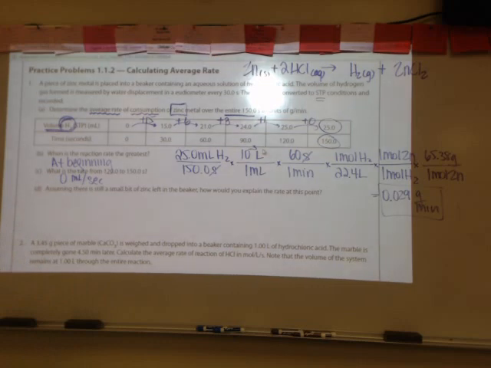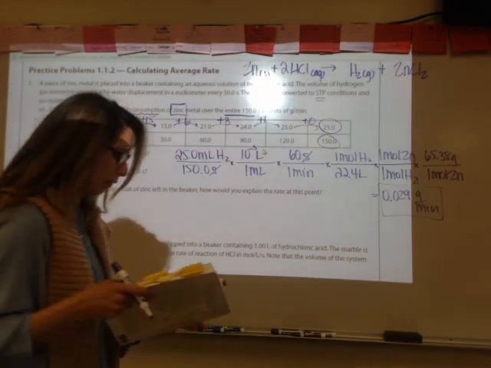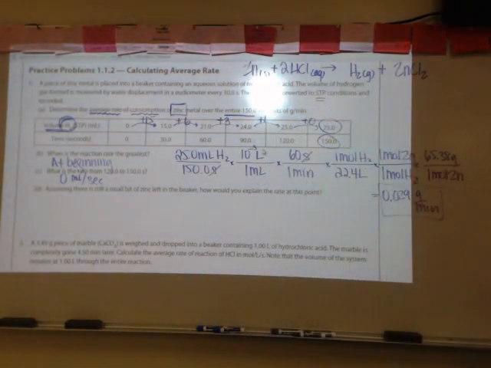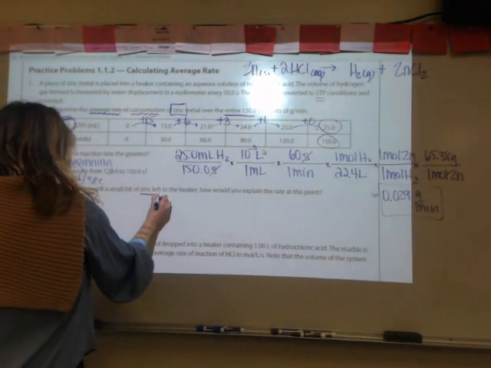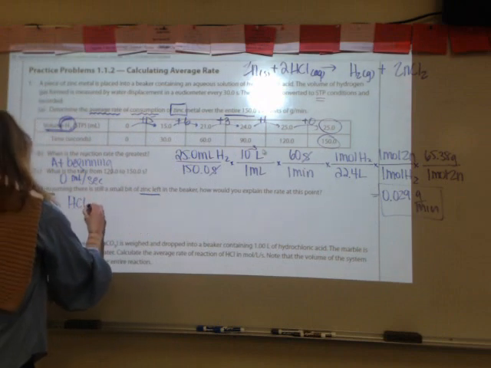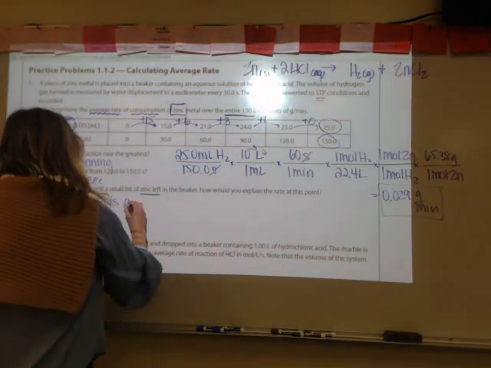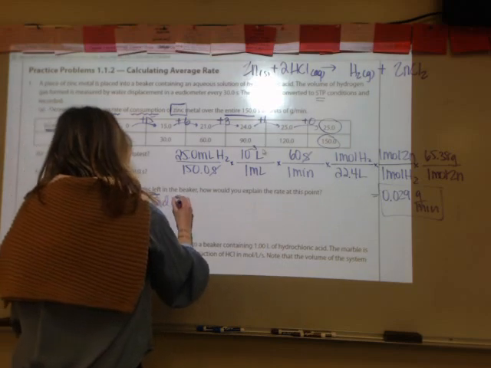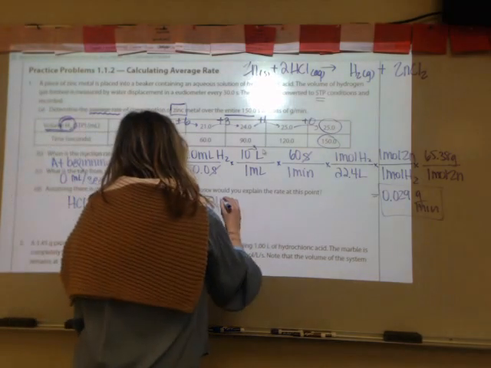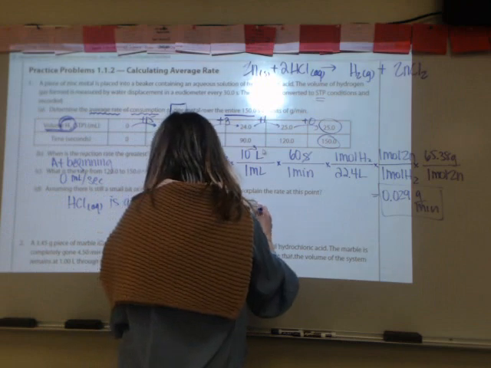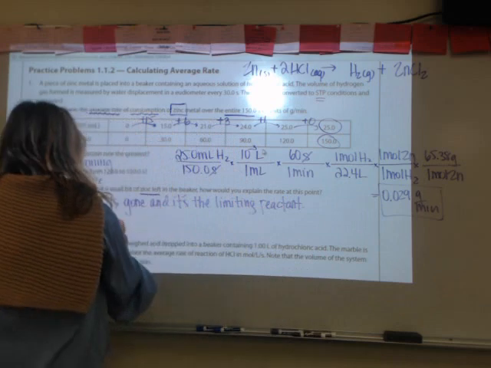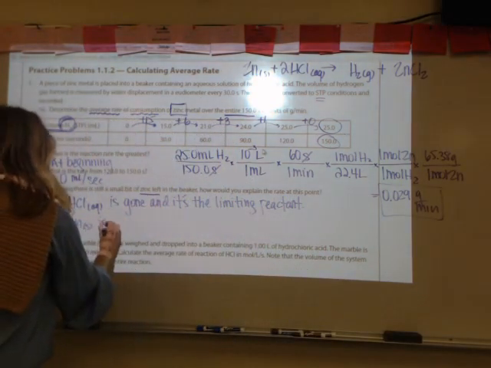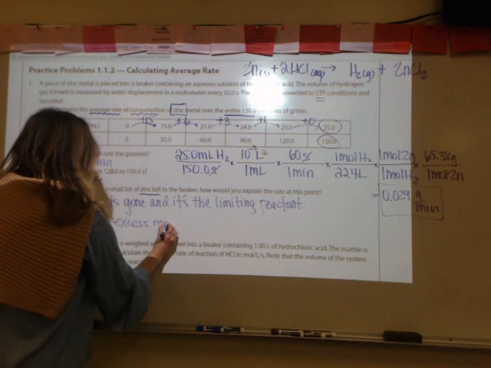And then D, assuming there is still a small bit of zinc left in the beaker, how would you explain the rate at this point? Well, if zinc is left, that means that the hydrochloric acid is gone, and it's the limiting reactant. It limited how much product we could produce. So that means that zinc is the excess reactant.